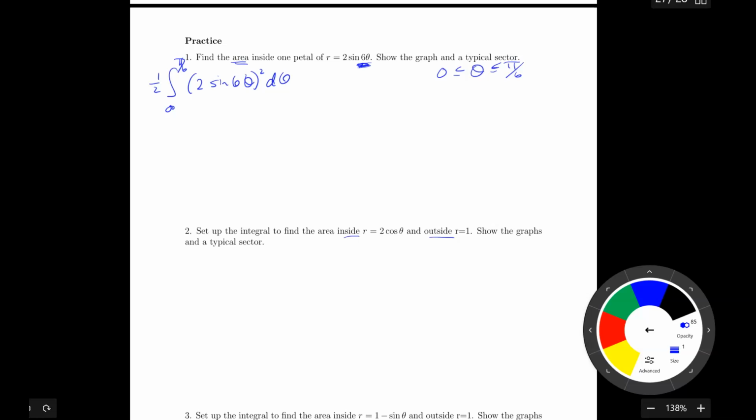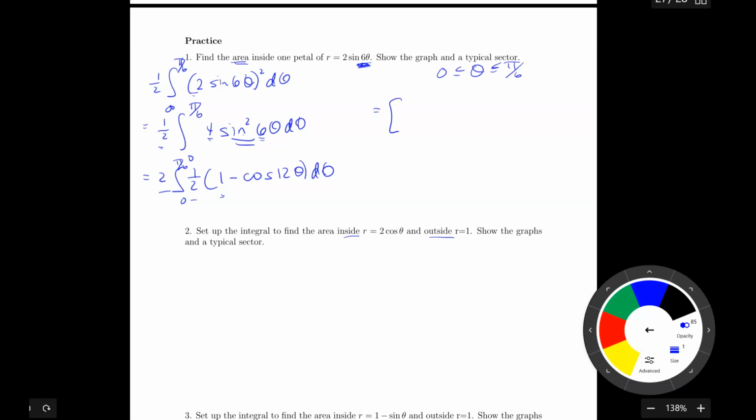All right. So let's do this. So 1/2, this is going to give me a 4. 0 to pi over 6, 4 sine squared of 6 theta. So this will come outside here to give me a 2. And to take the antiderivative of sine squared, I'm going to need the half angle formula. So that's 1 minus cosine, doubling this angle, so 12 theta inside here, 0 to pi over 6. So this 2 and this 1/2 cancel.